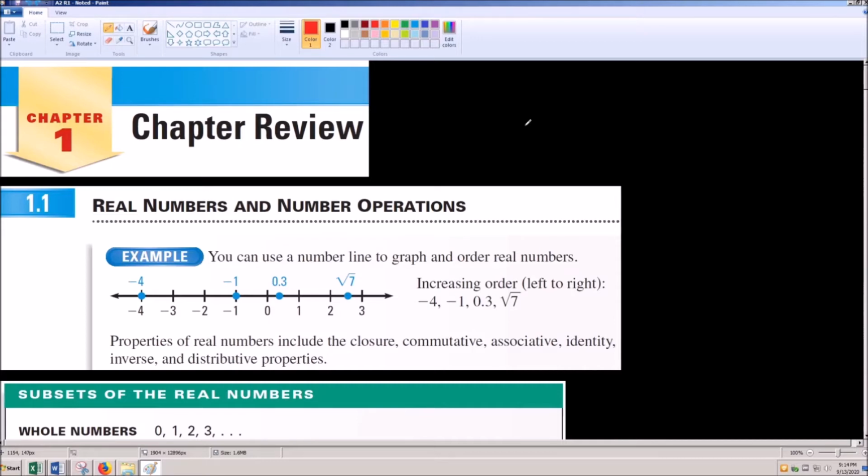I'm going to basically go through the examples in the review section of the chapter, providing a little bit of extra explanation and a little bit more context. Hopefully these things feel like review. If there are a couple of new concepts, we want to make sure we're solid on those before moving forward. The first thing we're going to start talking about are real numbers and number operators.